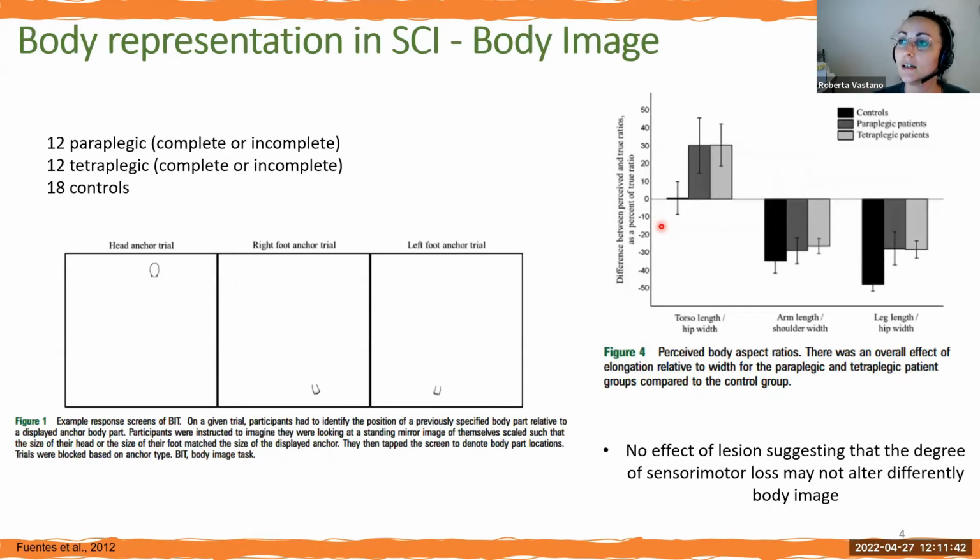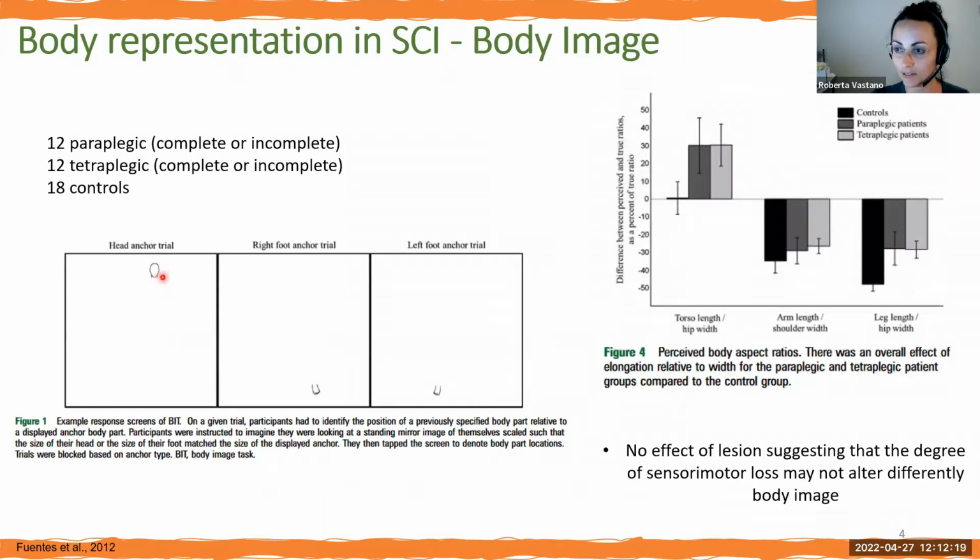Here I'm going to provide two examples, so two studies that have been performed in spinal cord injury to investigate both body image and body schema. So in this one, the authors were interested in the body image. They asked the participant with the complete or incomplete injury, both thoracic and cervical injury, to perform a body image task. Basically, participants had to provide a scaled version of themselves to match the stimulus on the screen.